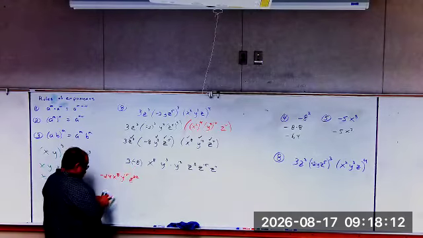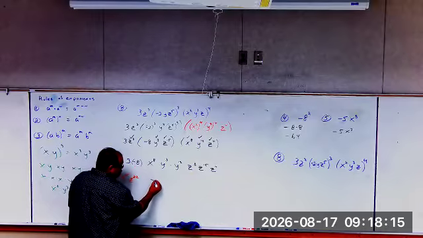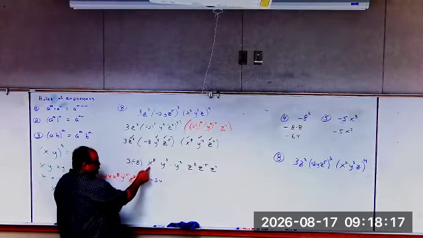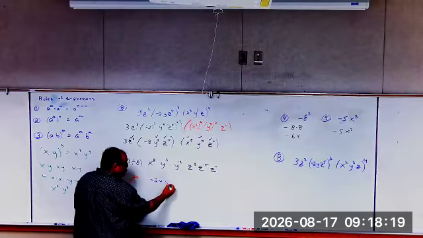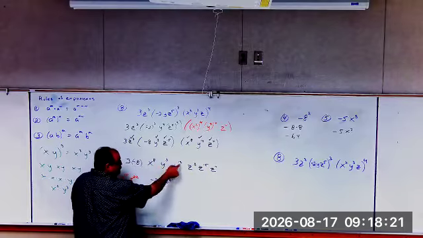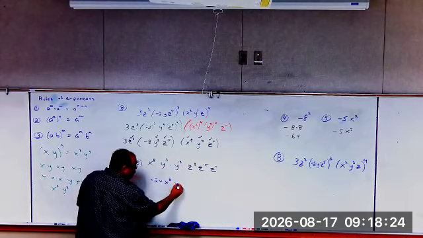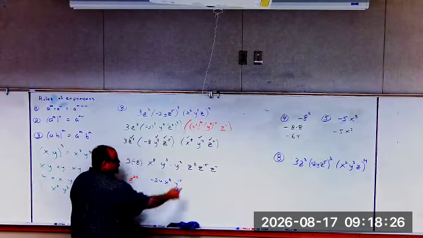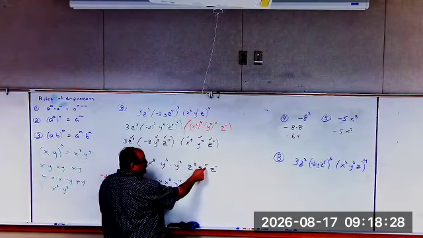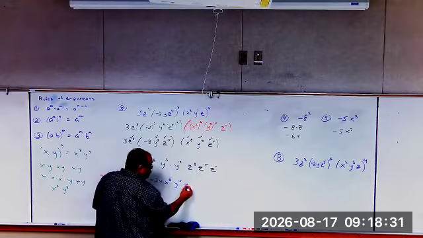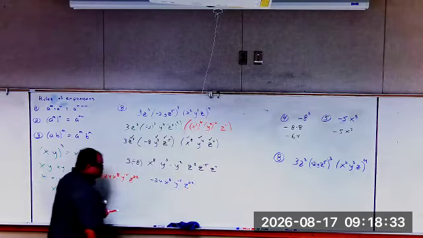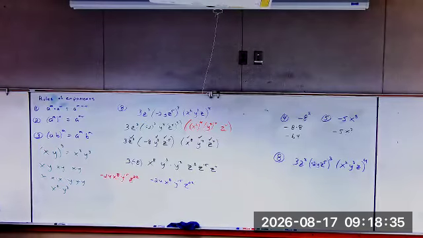Positive times a negative, that's a negative 24. X to the 8th is as simple as it's going to get. Add up those exponents, 3 plus 12, that's y to the 15th. 3 plus 15 is 18. 18 plus 4 is 22. The more you practice, the more steps you can actually do at the same time.